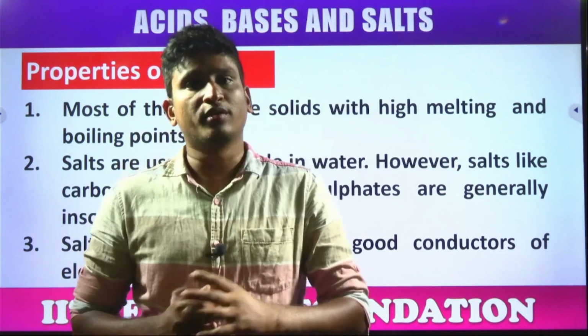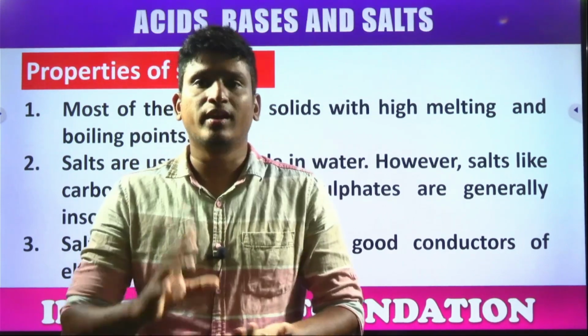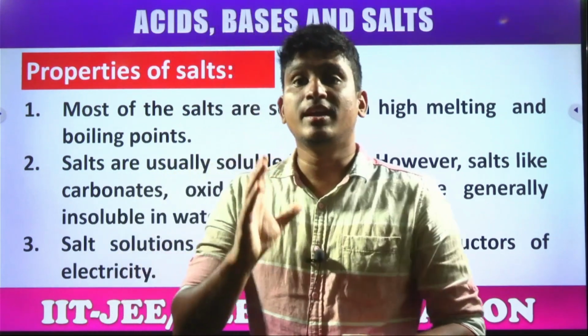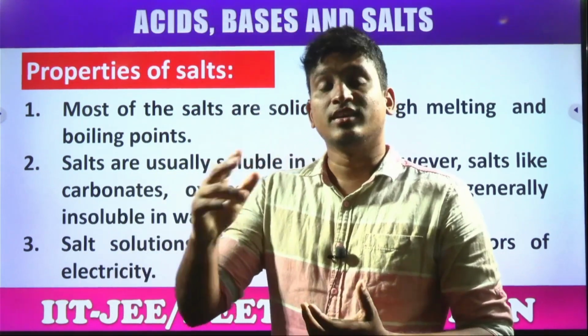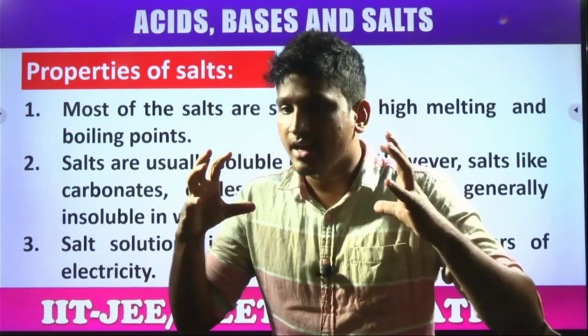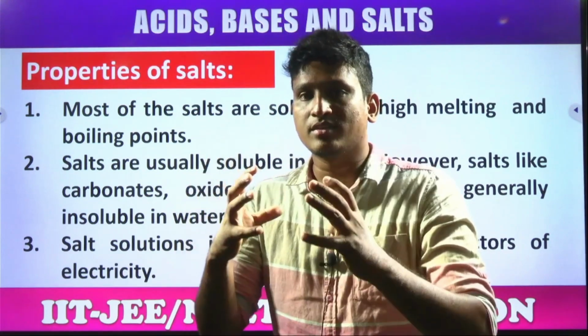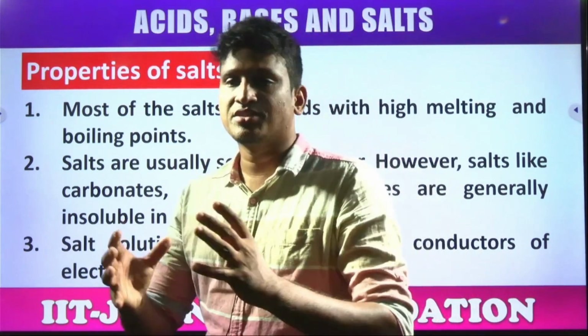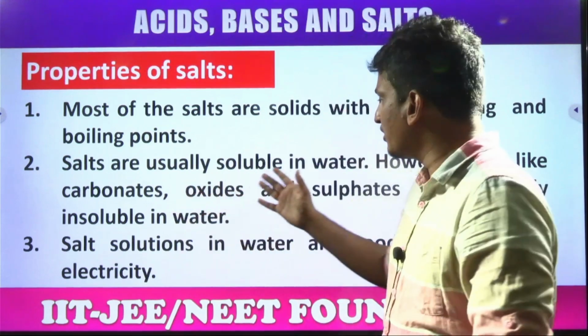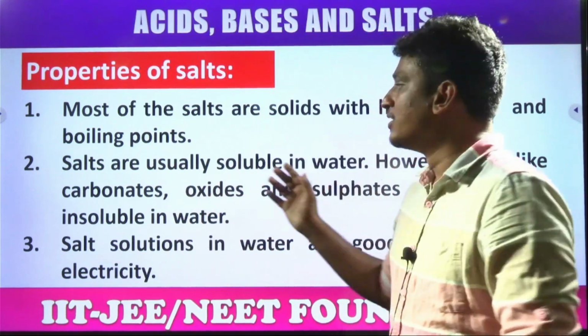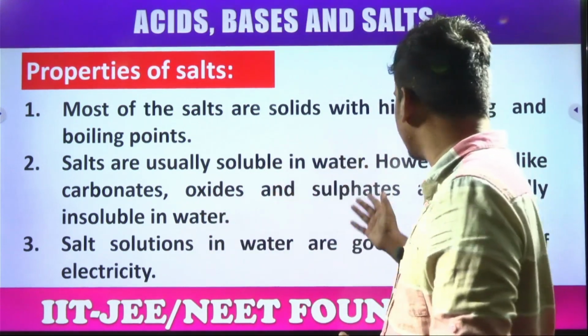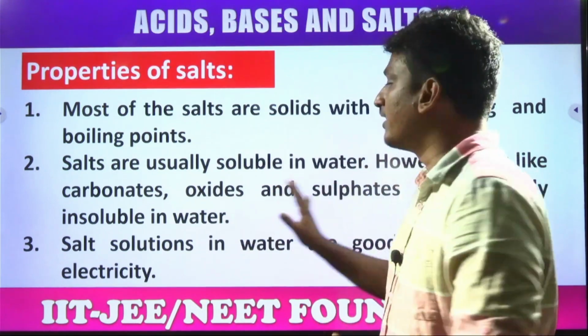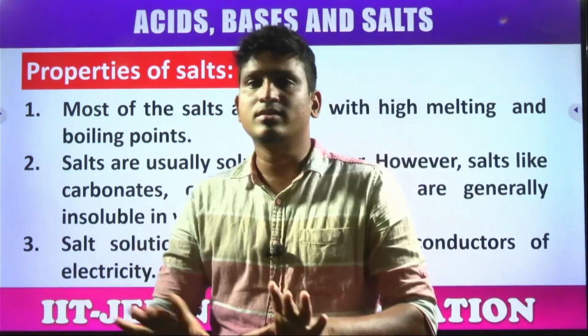The melting point of H2O is 0 degrees Celsius and the boiling point is 100 degrees Celsius. The melting point of sodium chloride is more than 1000 Kelvin, because they are made up of opposite ions which are perfectly arranged in a crystal lattice. So salts are usually soluble in water. However, salts like carbonates, oxides and sulfates are generally insoluble in water. Generally, salts are soluble in water.